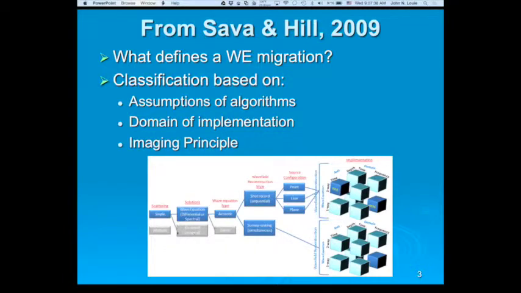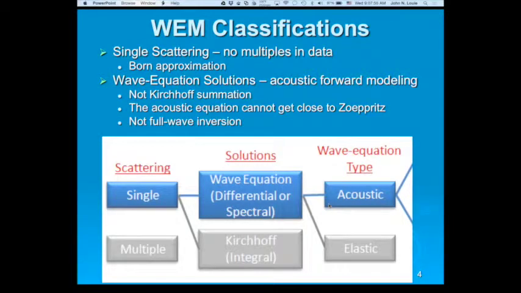And so this doesn't show all the branches of the tree. This is just one thin branch of the migration tree, headed towards these particular implementations. And other things you've heard about are in gray. So the first assumption that's made is essentially the Born approximation that I introduced you to. And this says that there's only primary reflections in the data set.